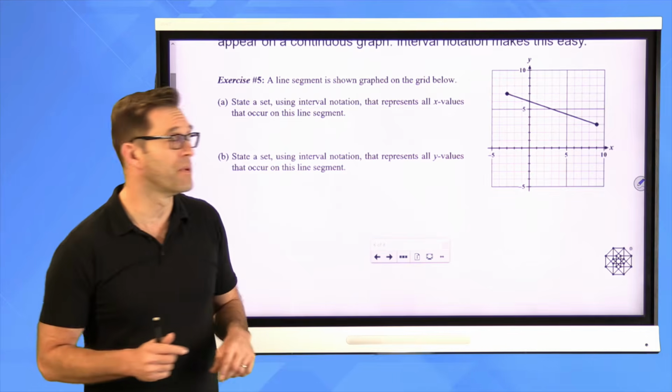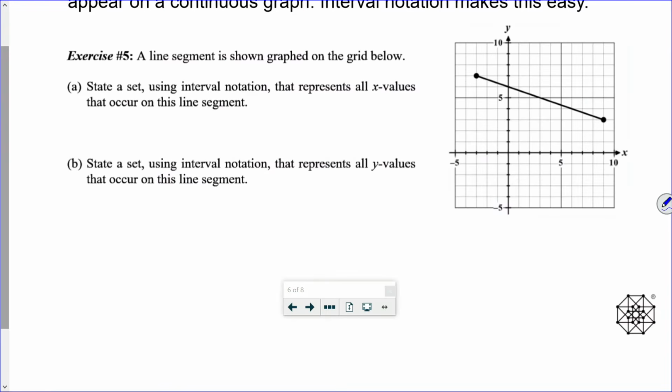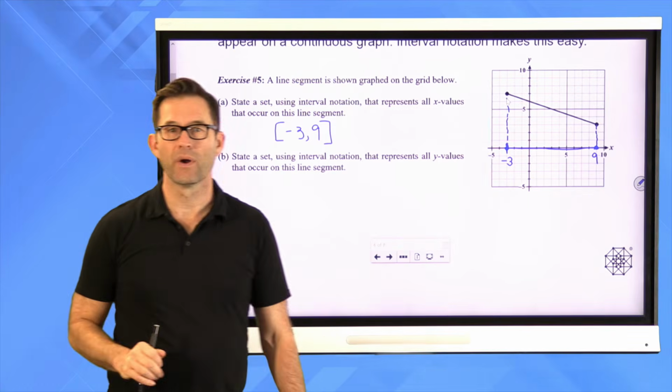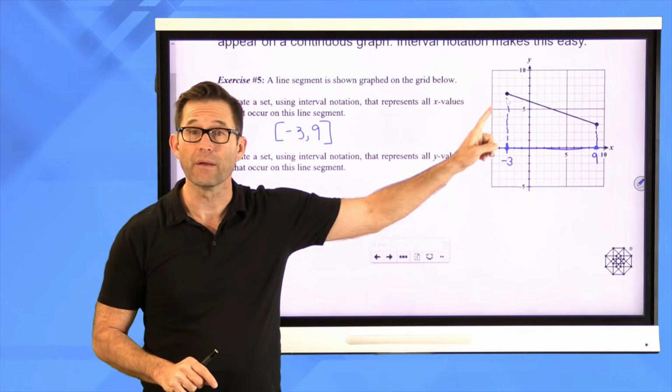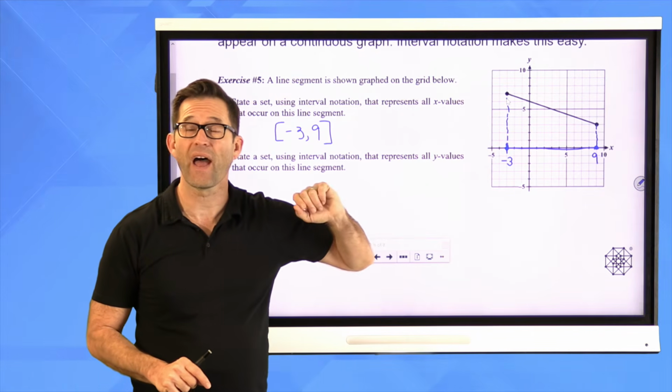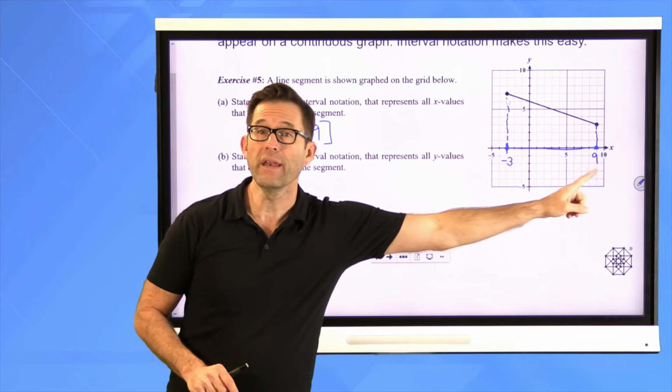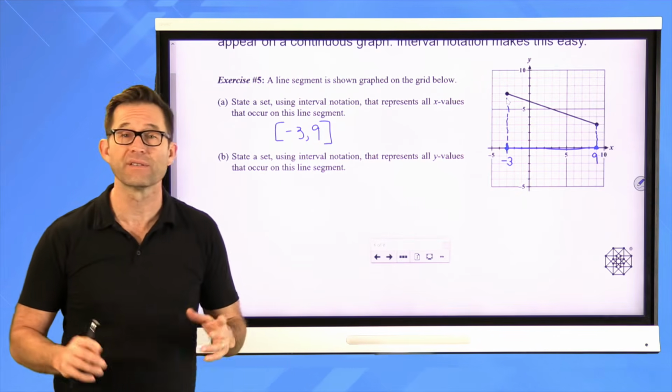The x values are a little bit easier, right? Because I can literally look at this graph and drop down a line here and go, look at that, -3, and down here to 9. So all of the x values go from -3 to 9. And I use brackets, not parentheses there, because there is a point where x is -3. -3 occurs on this graph as an x coordinate. And then the greatest x coordinate that occurs on this graph is 9.